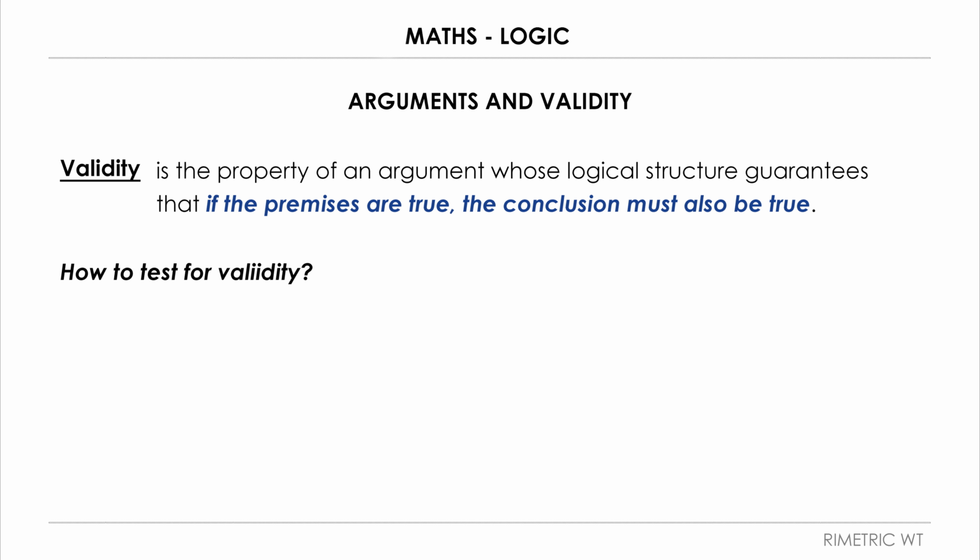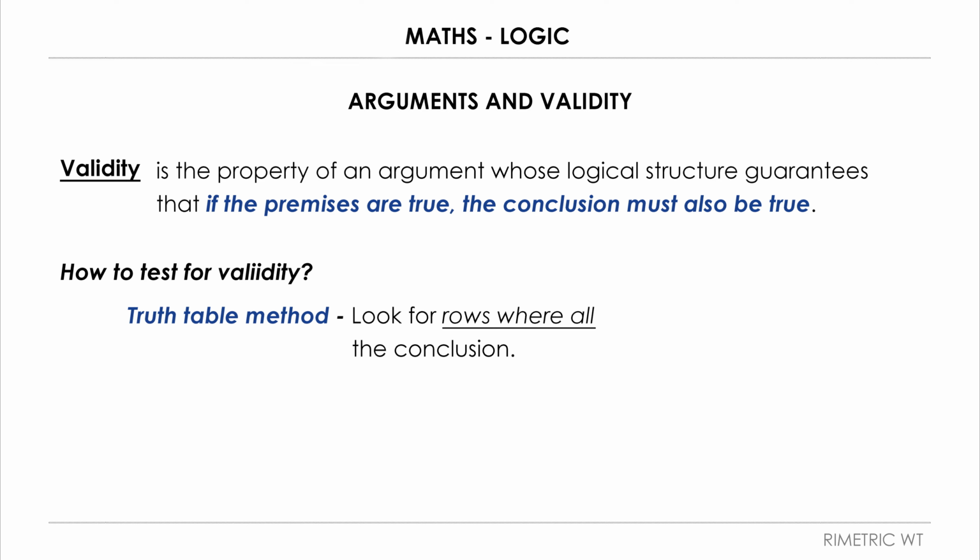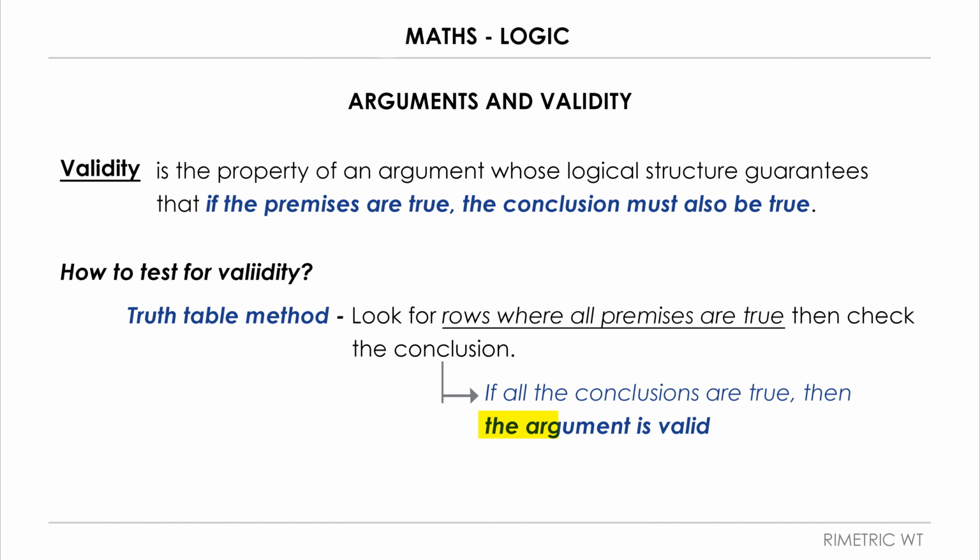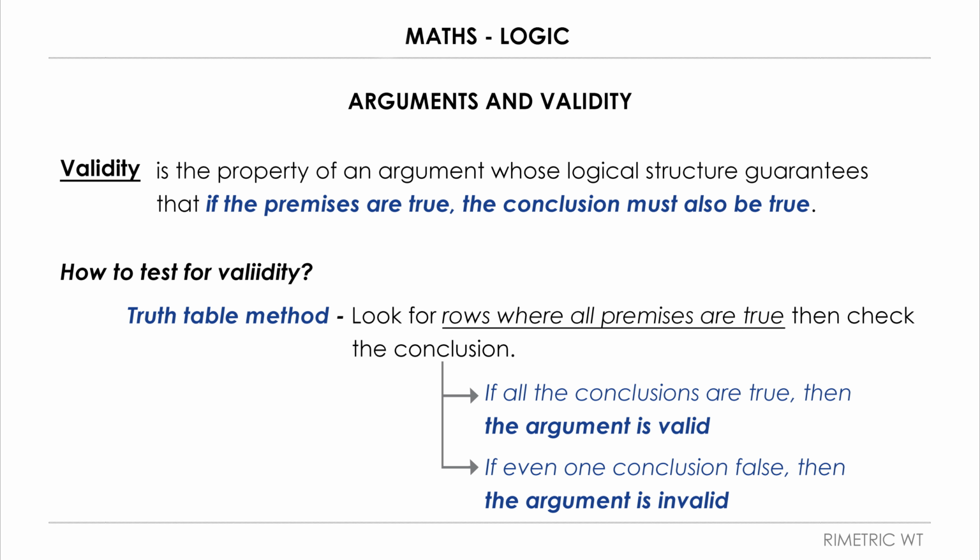So how do we test this? The first repeatable algorithm we have is the truth table method. What we do is construct a table for every possible combination of truth values for our propositions. We look for the rows where all the premises are true. If in those specific rows the conclusion is also true, then the argument is valid. But if we find even one row with all the premises true and the conclusion false, then we say the argument is invalid.